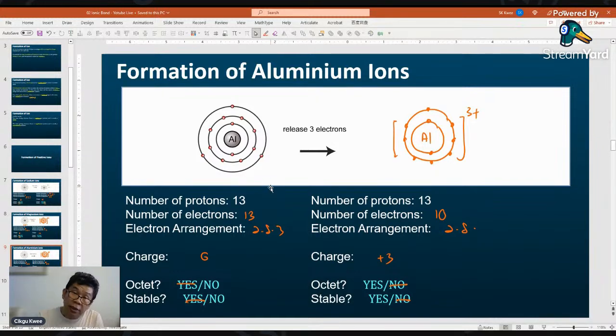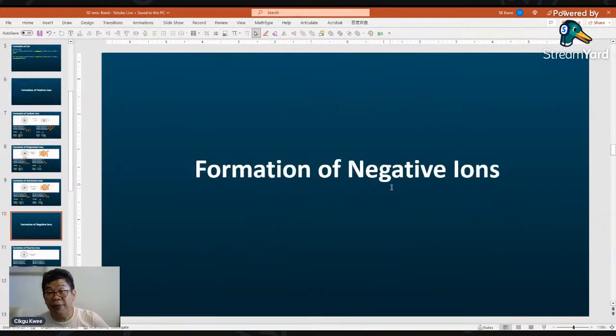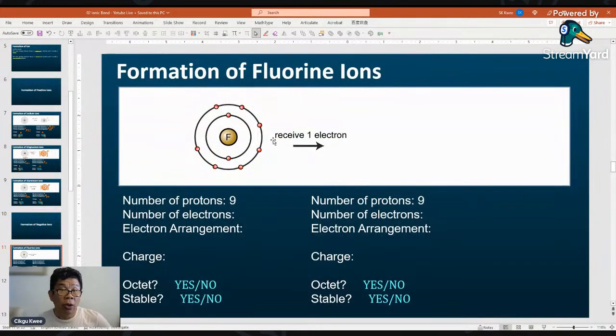Now let's continue with the formation of negative ions. Let's see how negative ions form. In this case, we have a fluorine atom. It has 9 protons and 9 electrons, and the electron arrangement is 2, 7. And the charge is 0. Now 2, 7 is very hard for it to throw away all its electrons, so it will be easier for this fluorine to receive an electron. 2, 7 is not octet and is not stable. So to become stable, it will receive an electron.